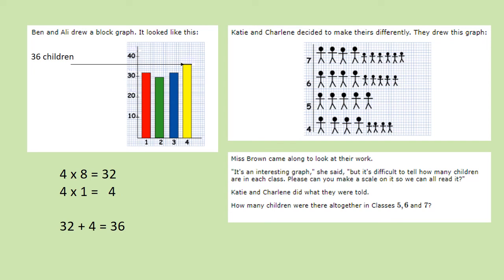So one possibility that I've found is that 4 times 8 is 32, and 4 times 1 is 4. 32 plus 4 is 36. That would mean that each of the big people on the graph represents 8 children, and each of the small people on the graph represents 1 child. I could then work out how many children were in classes 5, 6 and 7, and then I'd add them together to find the final total to solve the problem.